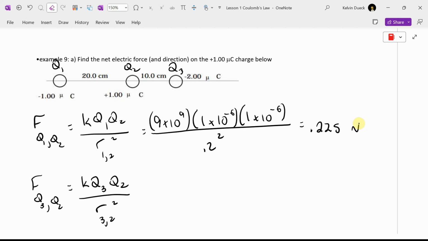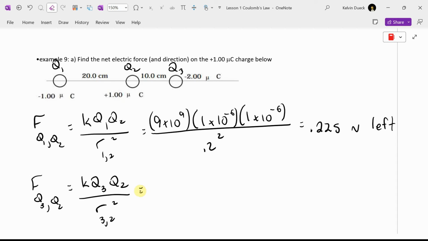Direction. So now what I'm going to do is pretend charge 3 doesn't exist at all. I want to find the force on charge 2. Charge 1, negative or positive? Charge 2, like or unlike? Unlike charges, this is going to get attracted. Let's call that left. Charge 2 is going to get tugged to the left by charge 1. Like charges repel, unlike charges attract.